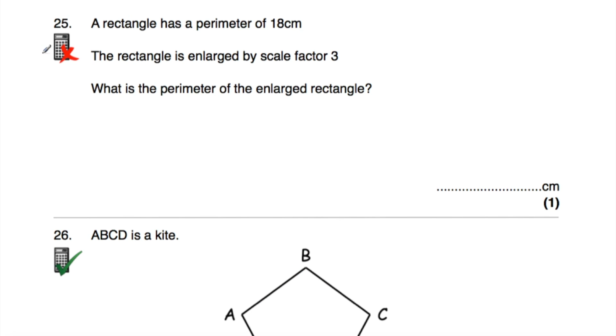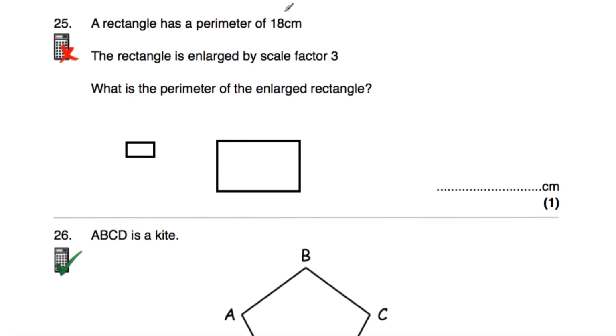Okay, let's have a look at our next question, question number 25. Question number 25 says, a rectangle's got a perimeter of 18 centimeters, and the rectangle's been enlarged by a scale factor of 3. What's the perimeter of the enlarged rectangle? So I'm just going to do a couple of sketches. So we've got two sketches of two rectangles, and remember, whenever we enlarge a shape, we multiply the lengths of all of the sides by the scale factor. So in this case, it's 3.